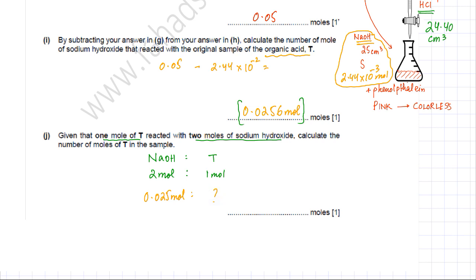So that is what we are going to find, and we're going to use the unitary method, simple ratios, crisscross multiplying. Let's call this x. X would be equal to 1 multiplied by 0.0256 and dividing that by 2. If you divide 0.0256 by 2, the answer that you're going to get is 0.0128 moles. So this is the number of moles of T in the sample.